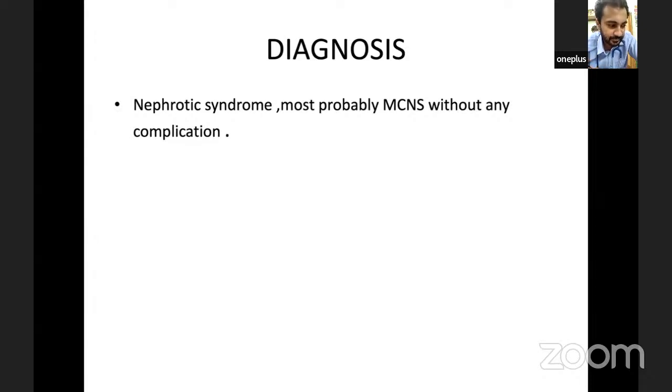Next, serum protein and serum lipid level. Renal function test, total protein and albumin, and cholesterol levels also. Then complete blood count.